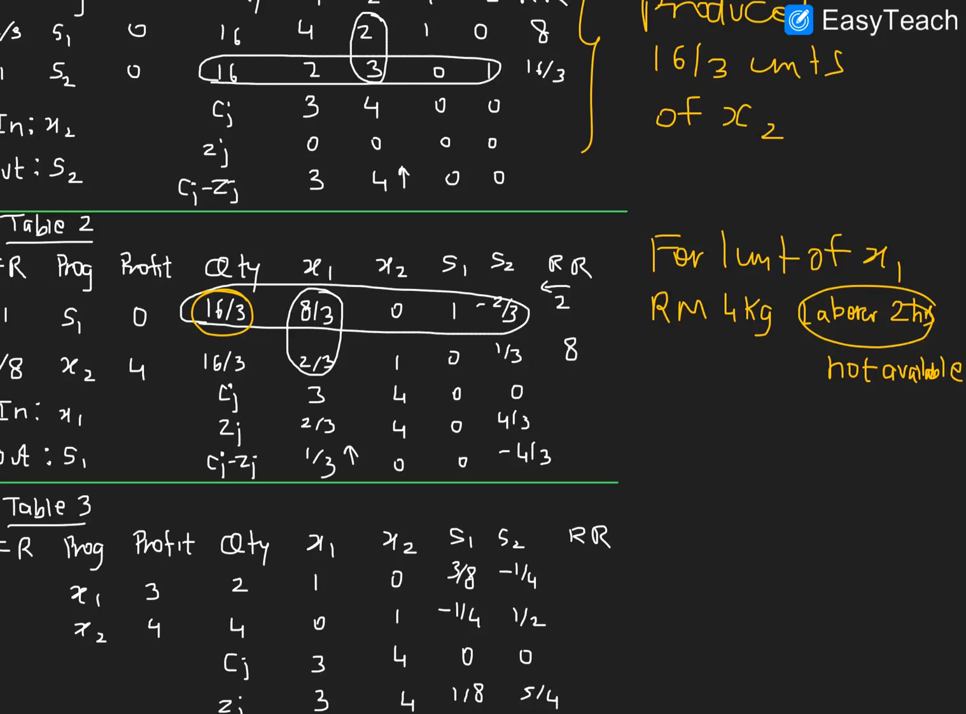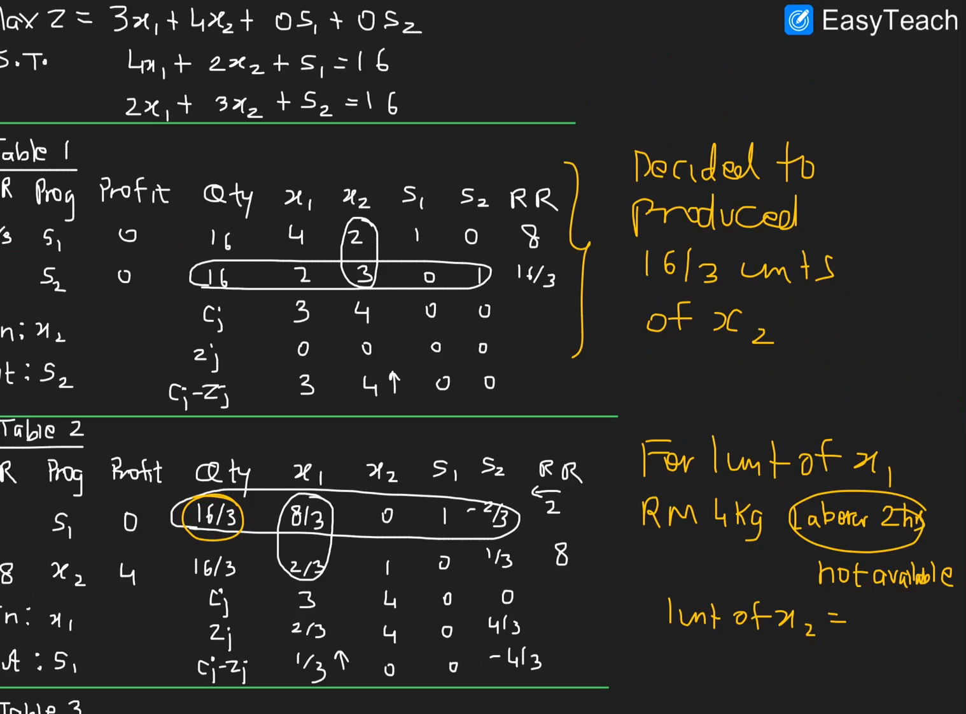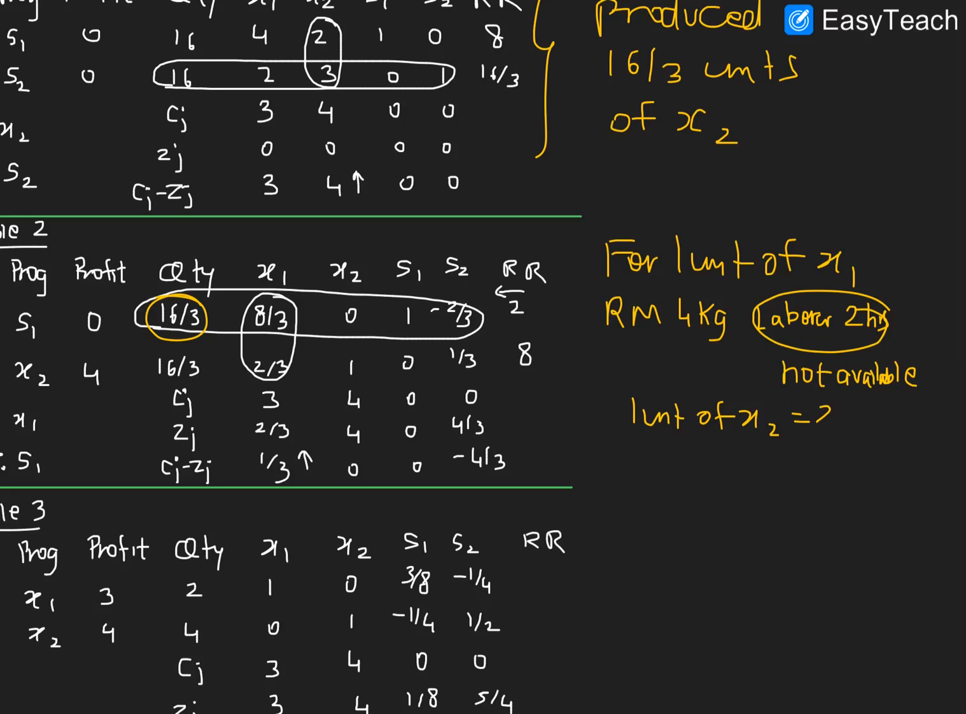So as we observe, we need 2 hours, whereas the labor available is 0. So for 2 hours of labor, how much x2 should be reduced? So we know 1 unit of x2, if you observe, is 2 raw material and 3 labor. So that's 2 units of raw material and 3 hours of labor.